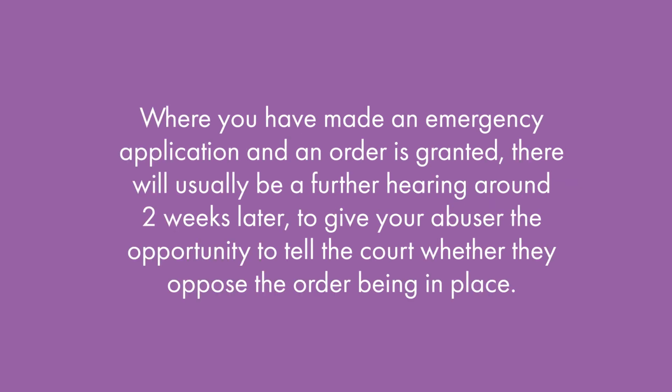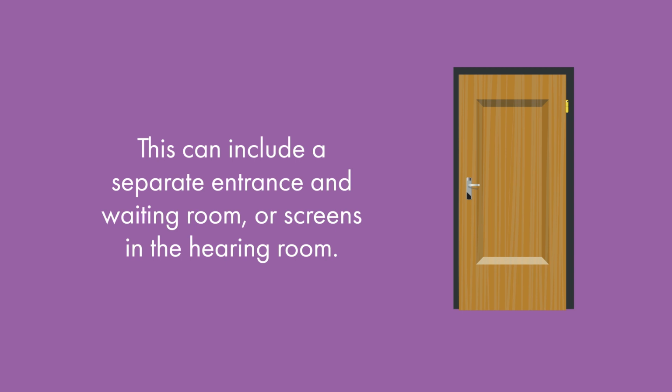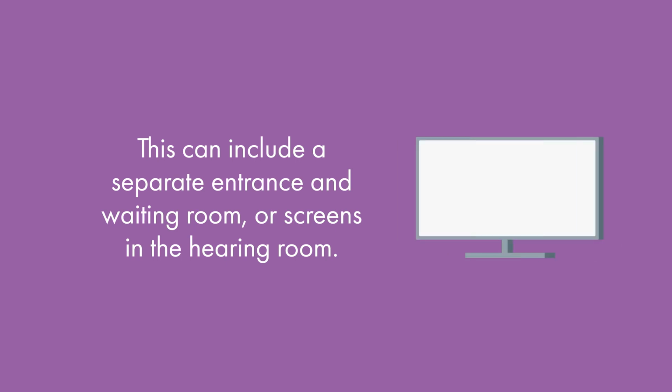Where you have made an emergency application and an order is granted, there will usually be a further hearing around 2 weeks later to give your abuser the opportunity to tell the court whether they oppose the order being in place. When attending court, if the hearing is in person, you can request special measures to be put in place to protect you from the abuser if they are also in attendance at the hearing. This can include a separate entrance and waiting room or screens in the hearing room.